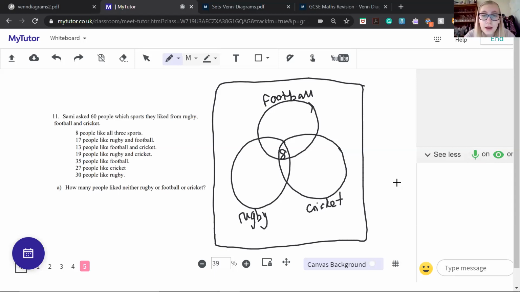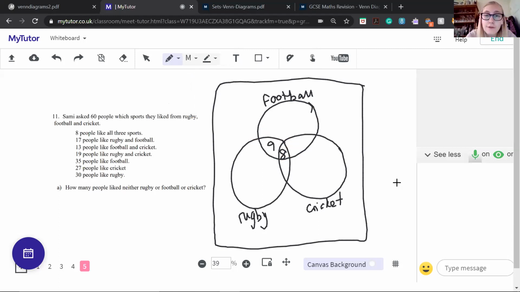17 people like rugby and football. So what that means is that there are 17 people. Now be careful, we don't just want to write 17 straight in here. A really good thing to do is to think about the 2 that you're thinking about and ignore the other one, because they haven't told us anything about cricket in here. So if we ignore the cricket circle and just think about these 2, there are 17 people who like rugby and football. So the total in this intersection here has to be 17, which means that this bit has to be 9, because those 2 numbers in there have to add up to 17.